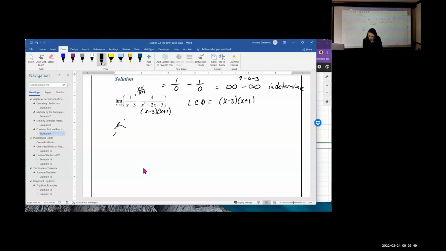So this gives me the limit, x goes to 3, of x plus 1 over x minus 3, x plus 1, minus 4 over x minus 3, x plus 1. All right, so I just got a common denominator. And now that they have a common denominator, we're going to slide them together into one fraction.